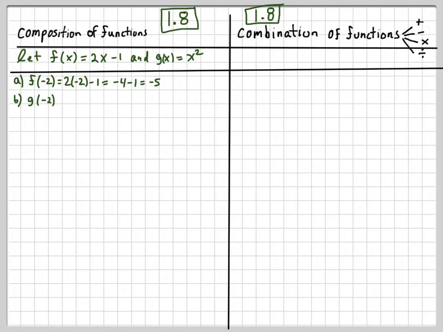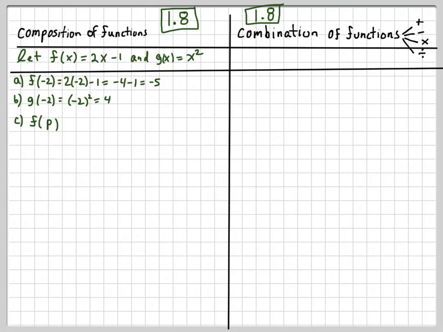As another example, if I ask you to find g of negative 2, it means to substitute the negative 2 into x that is part of g of x. And so you would square negative 2 squared, and you would get 4. So g of negative 2 is equal to 4.